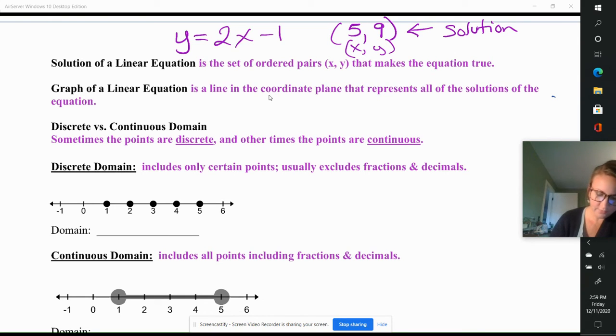So then a graph of a linear equation includes all possible solutions. So if I were to make a quick little graph, make a line. So any point on this line is considered a solution to that linear equation.